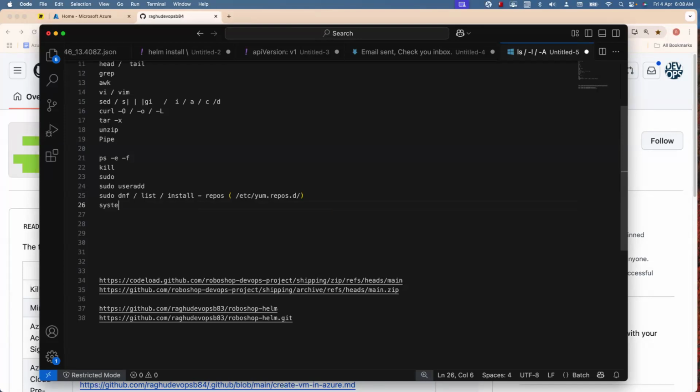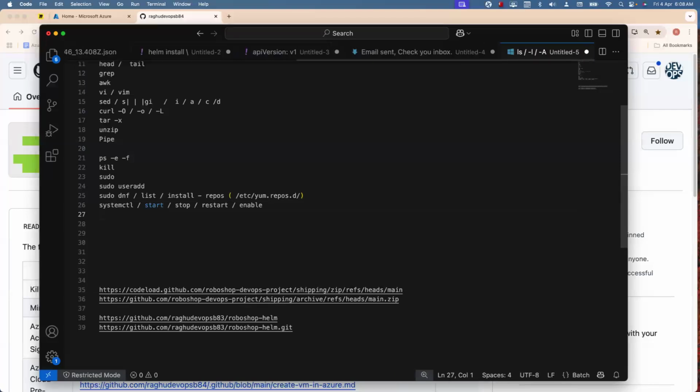And after that, finally, we talked about systemctl to manage the services. So we have start, stop, and restart. And along with that, if you want to start the service at the time of reboot, it is enable. If you don't want it, disable. So until here, we have discussed in yesterday's session. Let's continue from there.